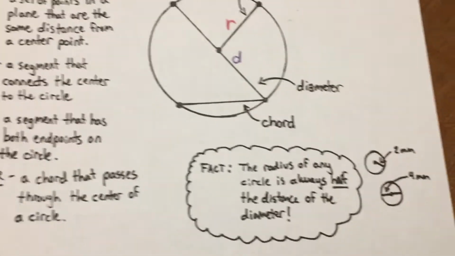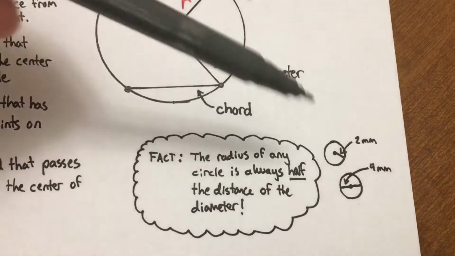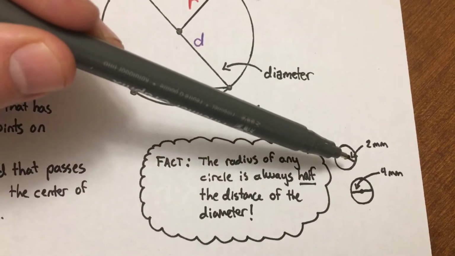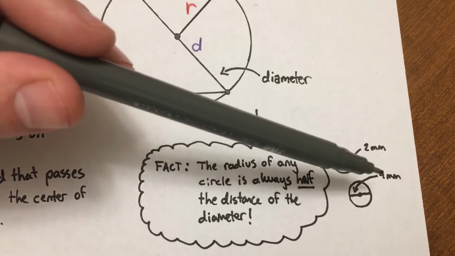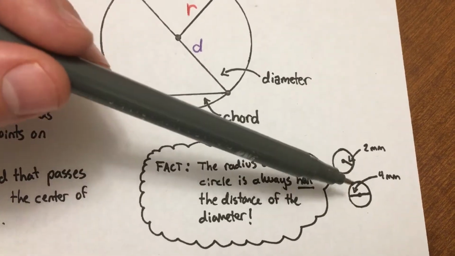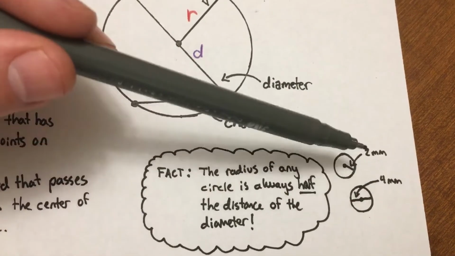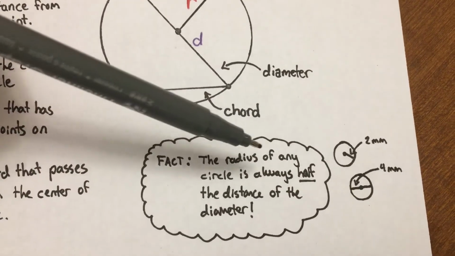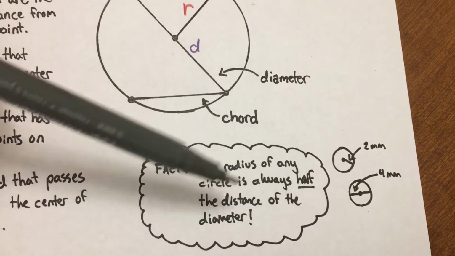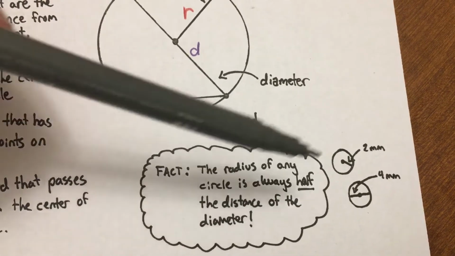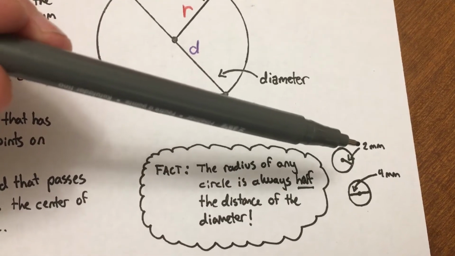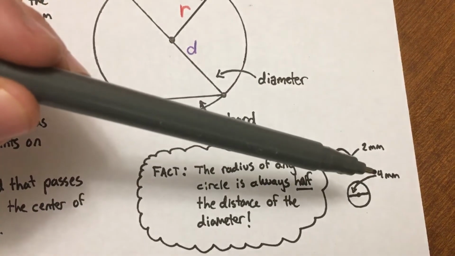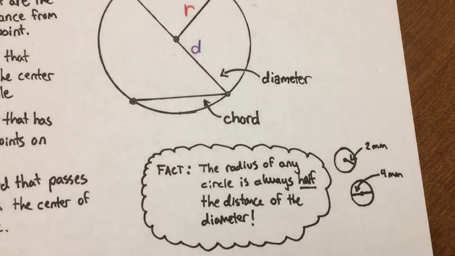So an important fact that you probably realize by now, if you look at these two measurements of the radius and the diameter in this example, we have a radius of 2 millimeters and we have a diameter of 4 millimeters. These are two congruent circles, so you could probably see that there is a mathematical relationship between them. So the radius of any circle is always half the distance of the diameter. So if you're given an r value, you would just double it to find the diameter. And if you're given a diameter, you just divide it by 2 to find the r value.